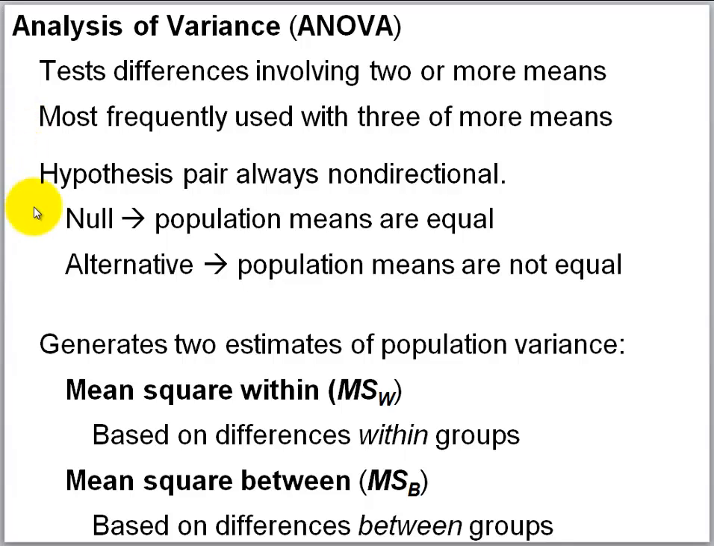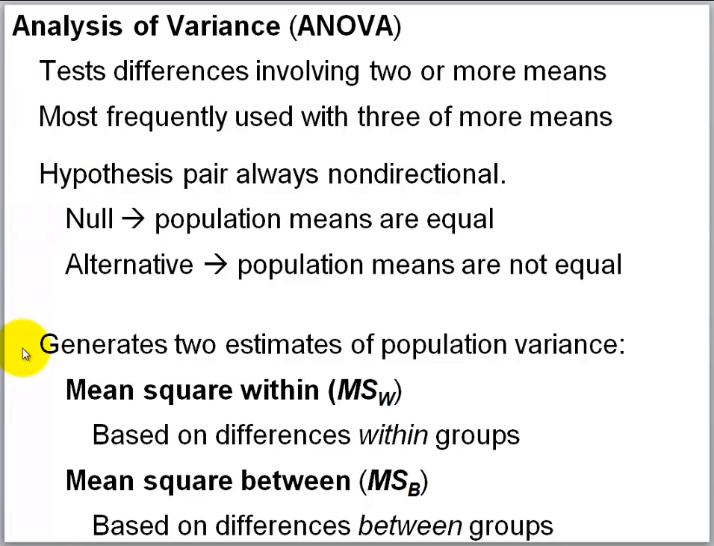The hypothesis pair in ANOVA is always non-directional. The null states that population means are equal, that is, the means of the populations from which random samples are selected are equal. The alternative states that those means are not equal.